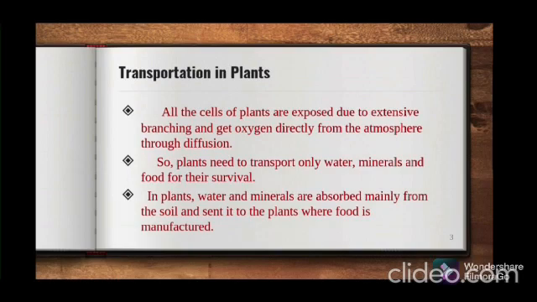In plants, water and minerals are absorbed mainly from the soil and sent to the parts where food is manufactured. Where is it manufactured? In the leaf.